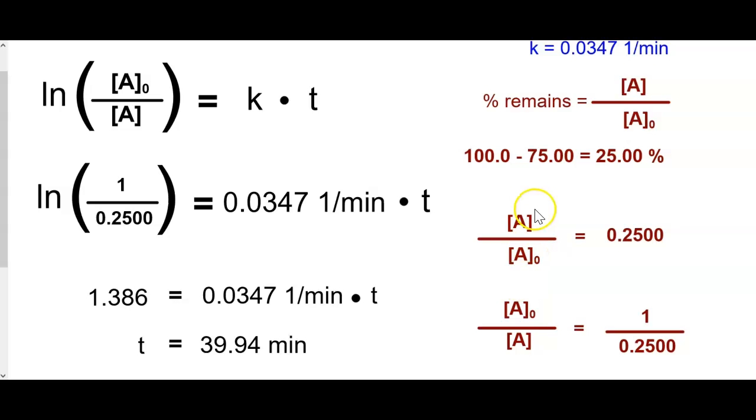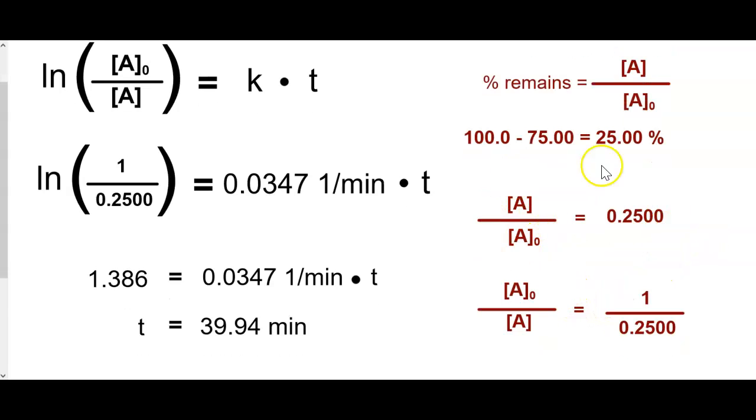And remember I said I'd come back to this. Well, we know percent remains is A over A naught. A over A naught equals percent remains. If I take the reciprocal, or flip both of them, flip this, wouldn't this be over a 1? And if I flipped it, 1 would be on top. So A naught over A is 1 over 0.25. Now I have an A naught over A that I can plug in right here.